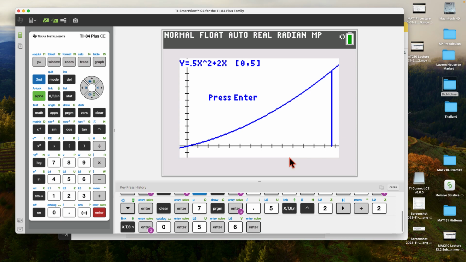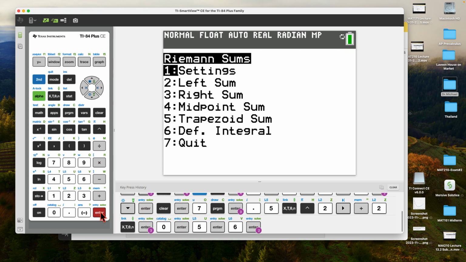And what's the area of a rectangle? Length times width, base times height. Okay, so we're going to do that. I'm going to hit enter again. See how this works. Now there's a couple different ones you can do. We're going to do the left sum because in the homework it's doing everything what's called a left sum.